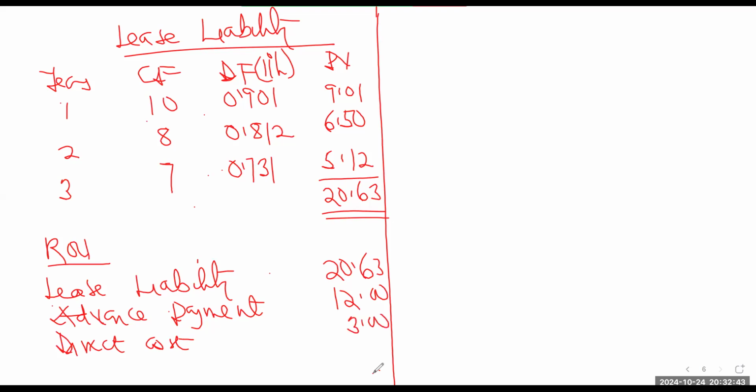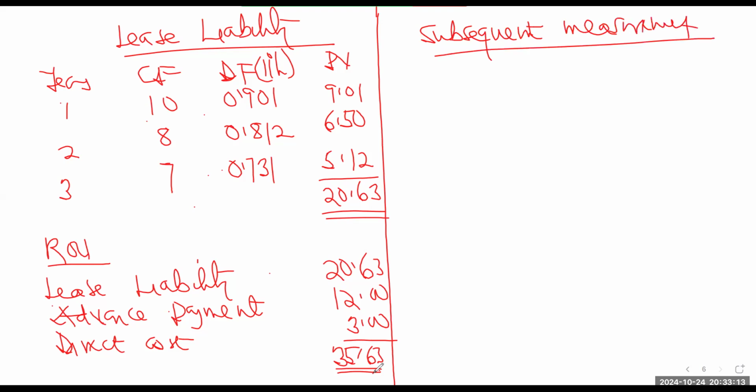So what is the total value of the right of use? 35.63. Okay. Subsequent measurement, what do we do? The asset will be used. If the asset is being used, it means that we are going to consume the asset over its useful life. So we have depreciation of the right of use.